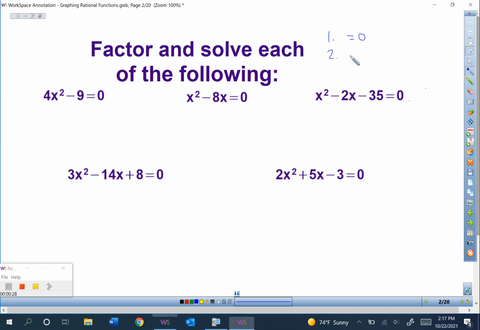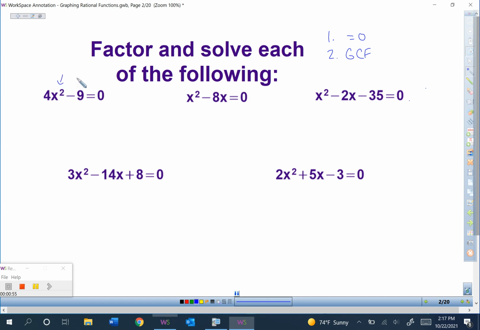Step 2, we want to look for a GCF. So on this first problem, between 4x squared and negative 9, there's nothing in common, not a number, not a variable, so no GCF. Then, after that, we can go look for our factoring patterns that you learned about in algebra. So when you see two terms, GCF and difference of squares are the only options that you're familiar with. So we're going to look for those here.